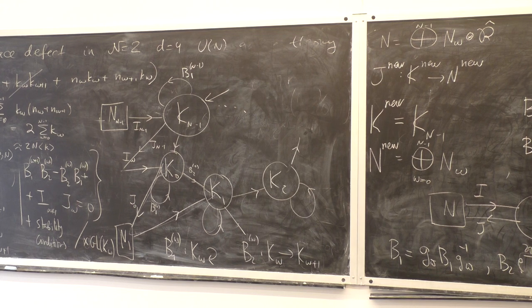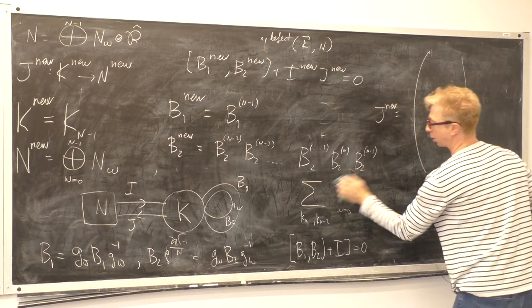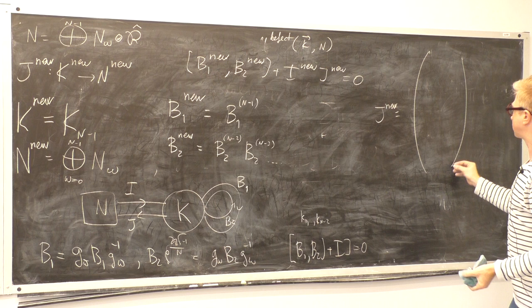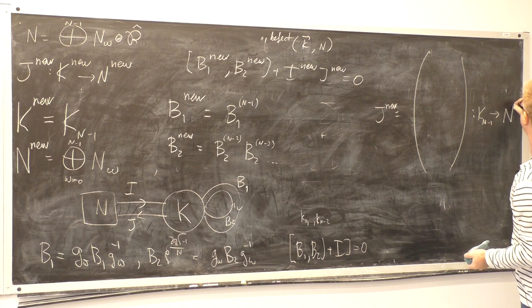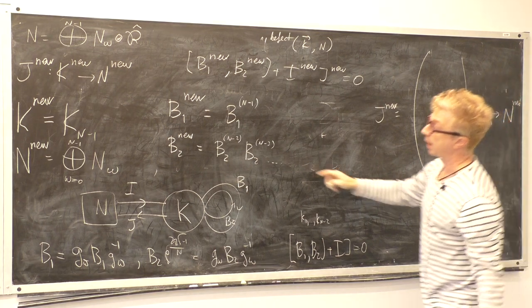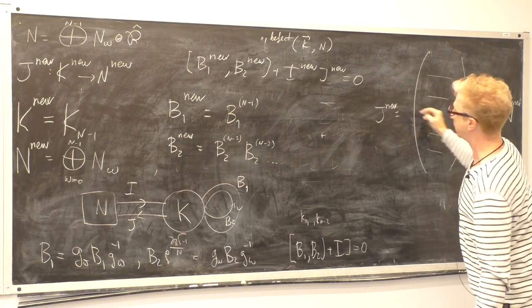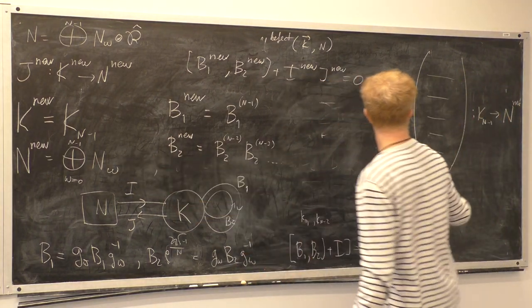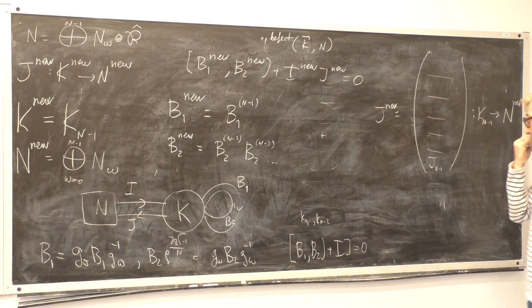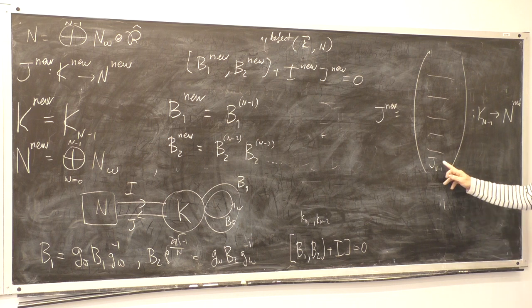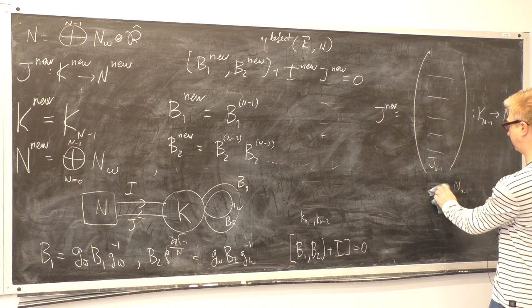So j nu is a kind of a big column of maps. So they all map K n minus 1 to N nu. But N nu is this direct sum. So this column corresponds to the summands in this formula. But the first one is just j n minus 1, which sends, so the value of this part is n minus 1.